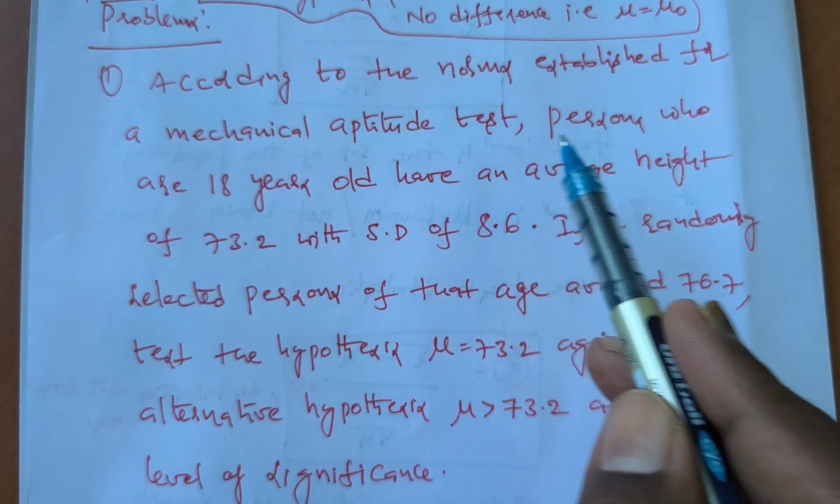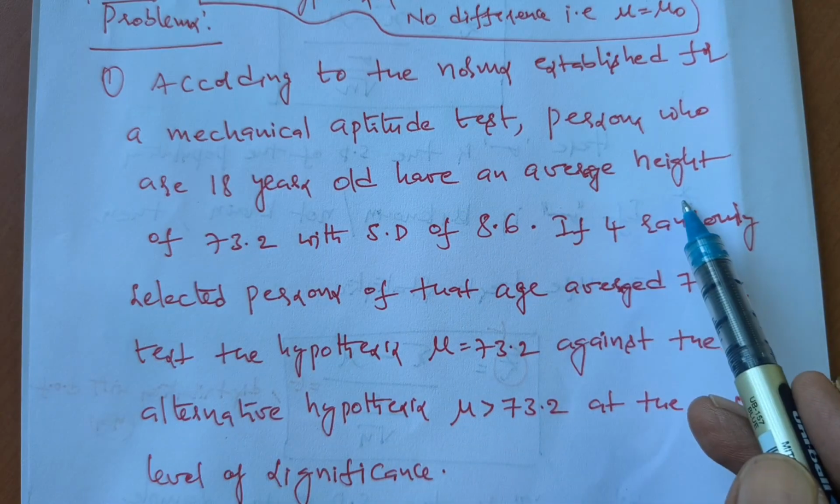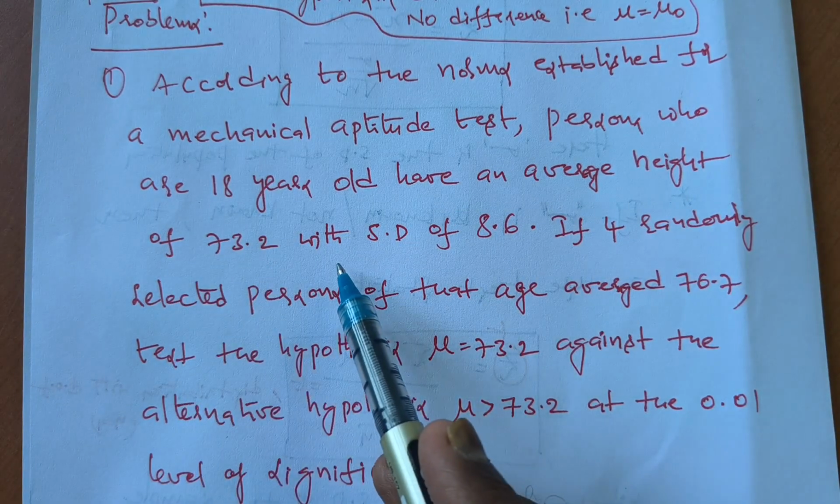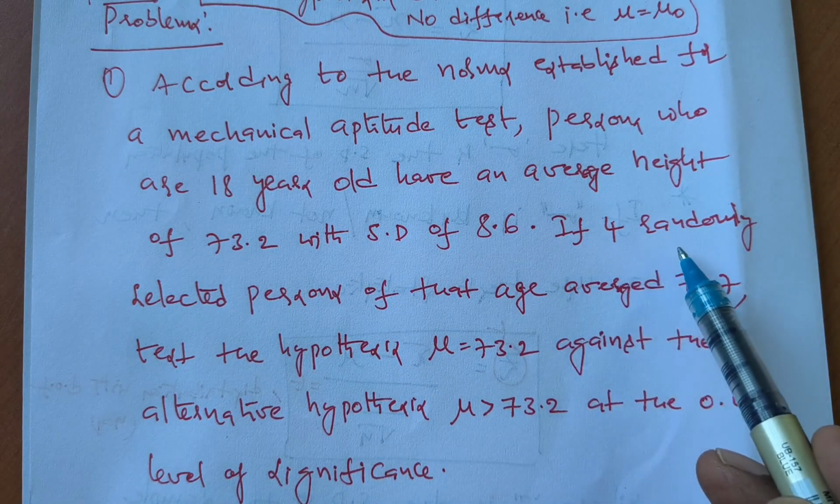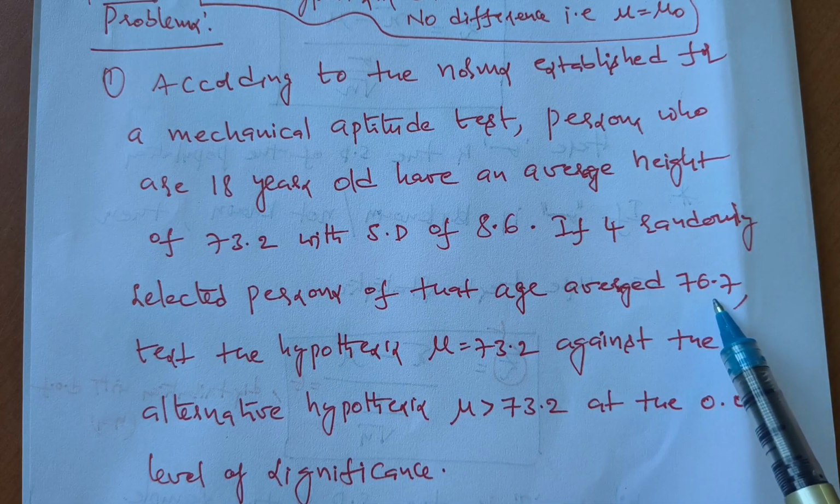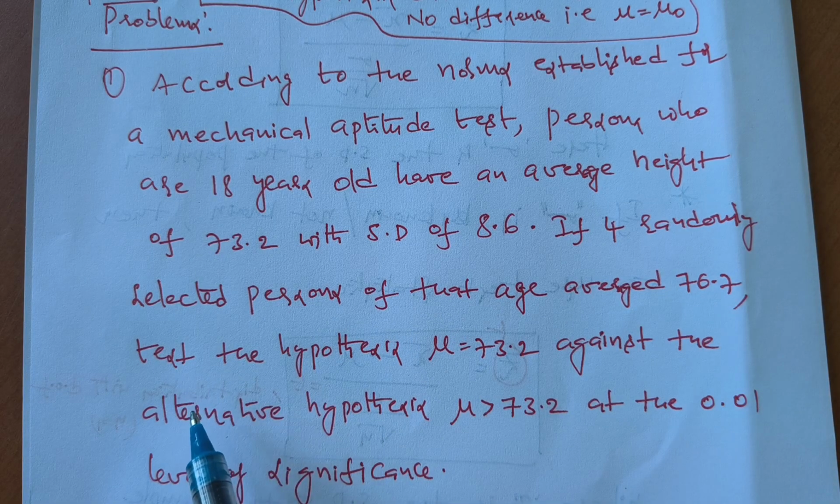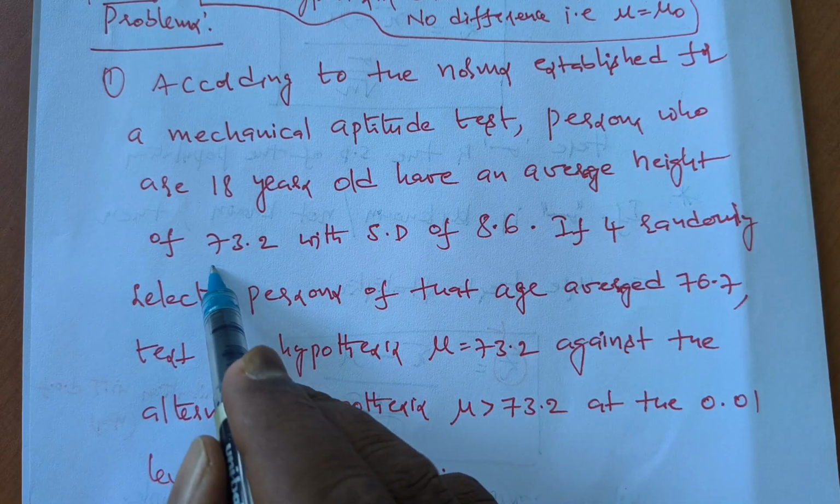According to the norms established for a mechanical aptitude test, persons who are 18 years old have an average height of 73.2 with a standard deviation of 8.6. If 4 randomly selected persons of that age averaged 76.7, test the hypothesis mu equals 73.2 against the alternative hypothesis mu greater than 73.2 at the 0.01 level of significance.